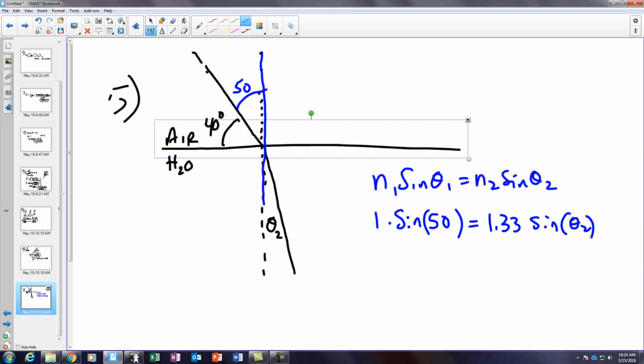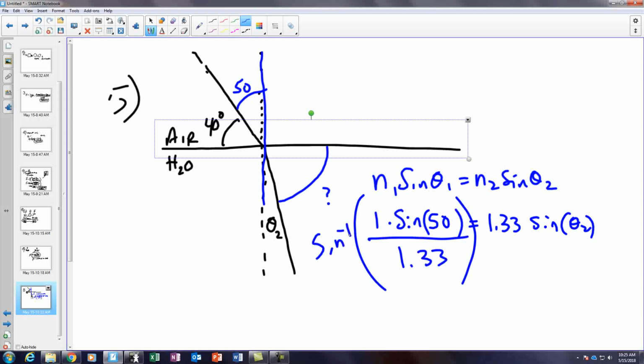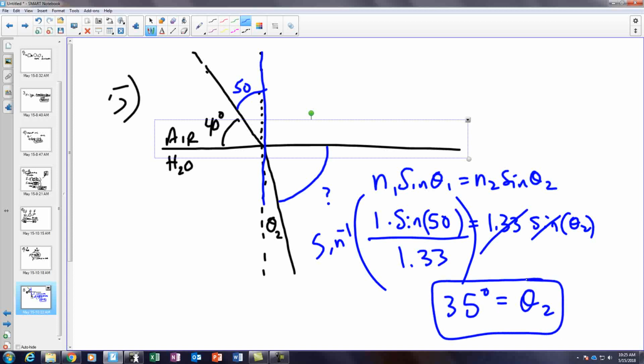Now, could I ask you for this angle over here? I could, right? But would this formula give you that angle directly? No. We subtract from 90 just like we did earlier in the problem. So don't be afraid to just go through the process and then go back and look at the question. But I'll divide by 1.33, and then I'm going to take a sine inverse. And theta 2 comes out to roughly 35 degrees. Any questions?